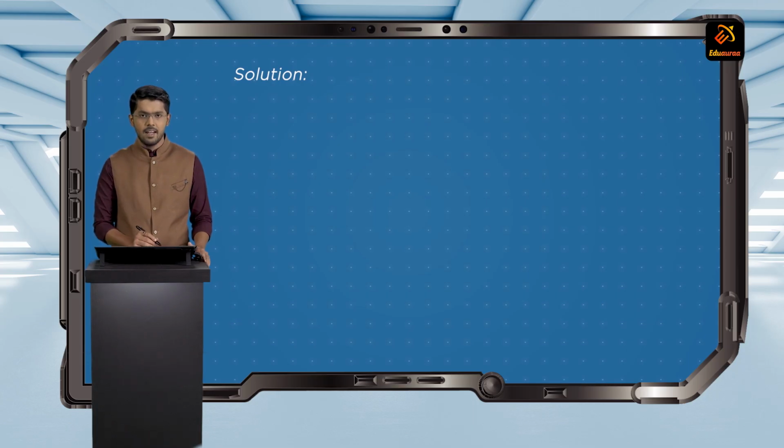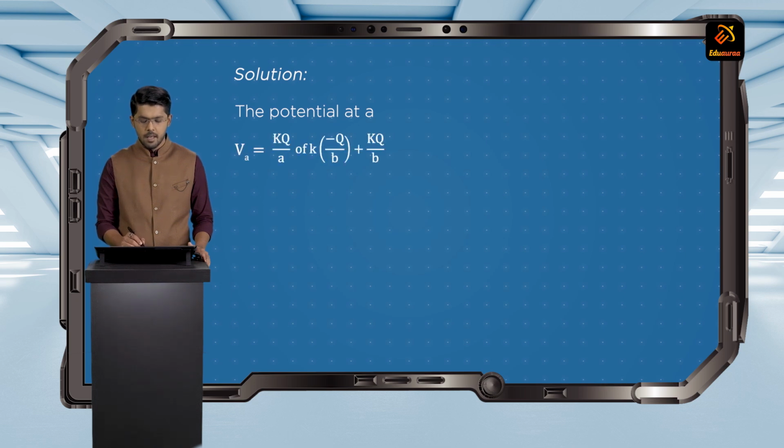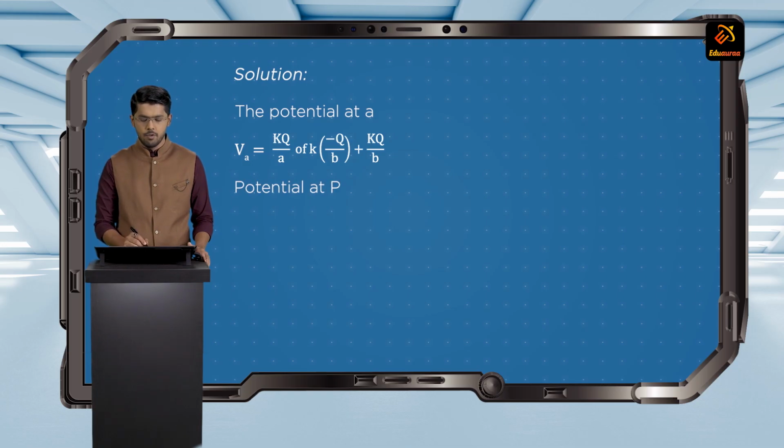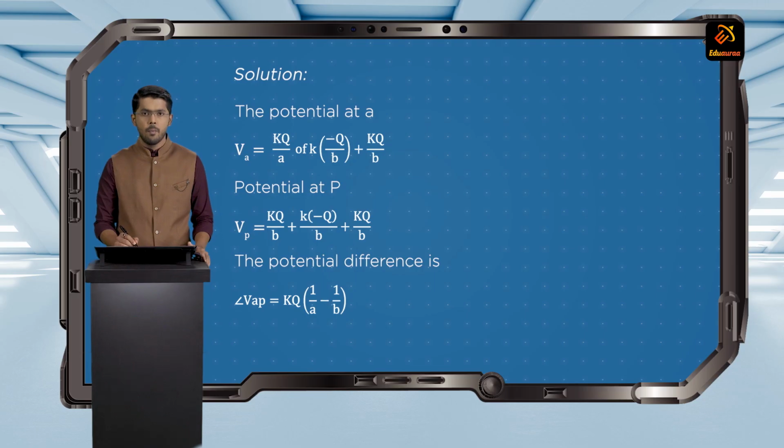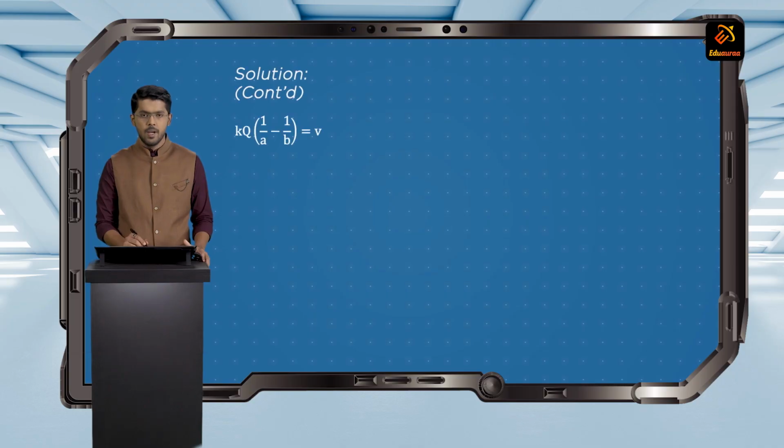So you can go right ahead and calculate the potential at A, which will be kq by A plus k into minus q by B plus kq by B. Also, you can calculate the potential at B, which will be kq by B plus k into minus q by B plus kq by B. So, the potential difference comes out to be kq into 1 by A minus 1 by B. Now, in the question you have been given that the potential difference is equal to V, so you can equate these two: kq into 1 by A minus 1 by B equals V.